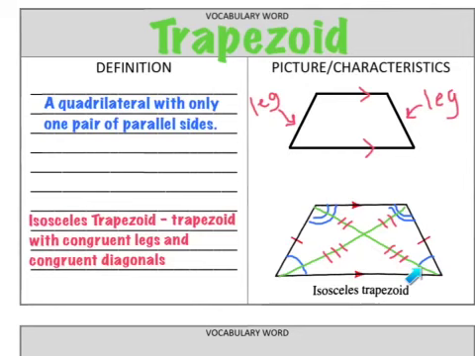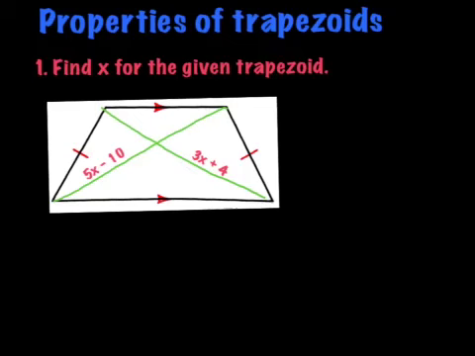Let's try some problems with trapezoids. Problem 1. We need to find x for the given trapezoid. The key to this one is noticing that this length is congruent to this length, which means it has 2 congruent legs, which means it's an isosceles trapezoid.